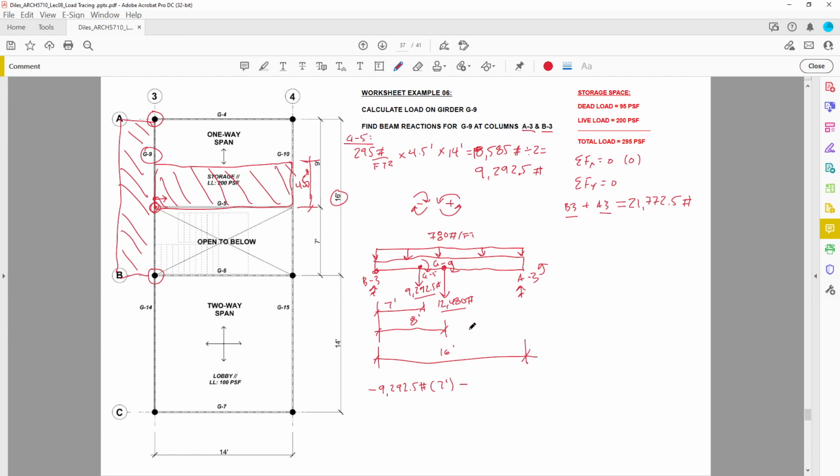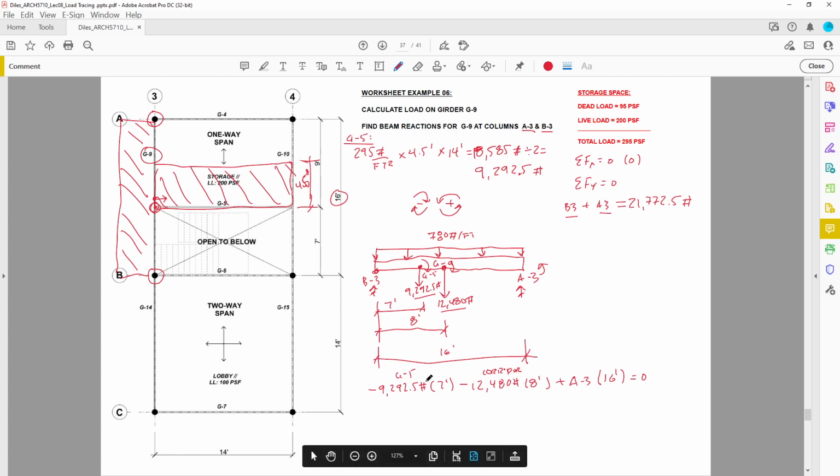minus 12,480 pounds multiplied by 8 feet. So this is the load from girder G5. This is the corridor load. And then our stabilizing reaction here is A3 multiplied by the overall distance, which is 16 feet, equals 0.